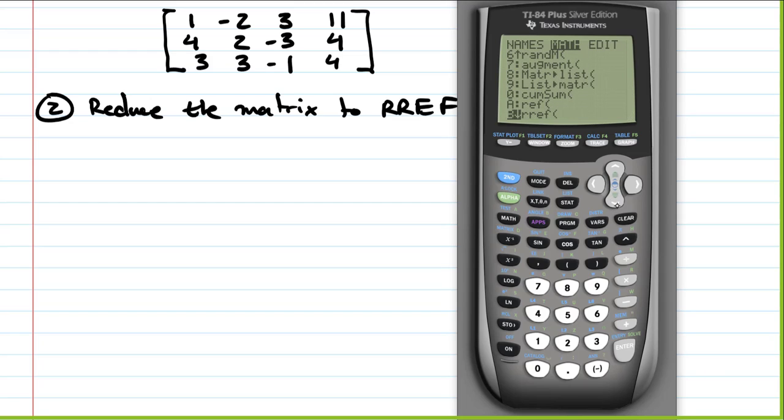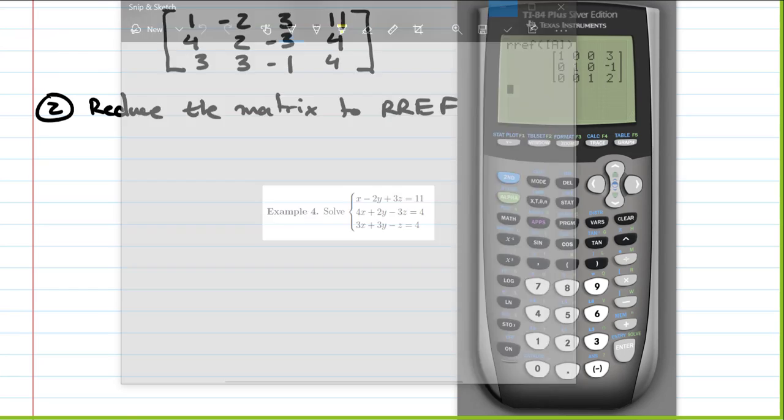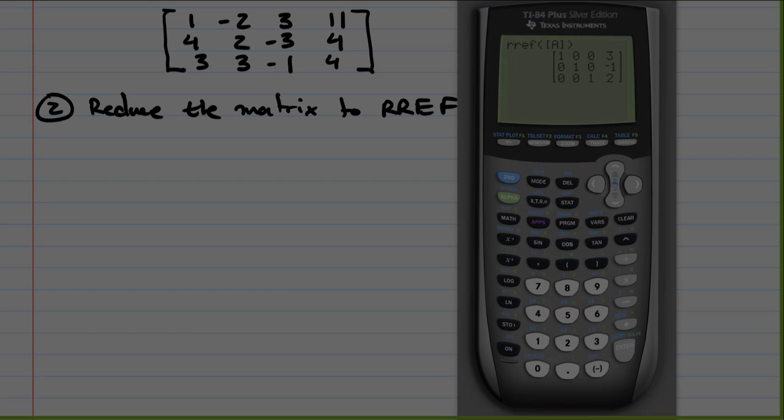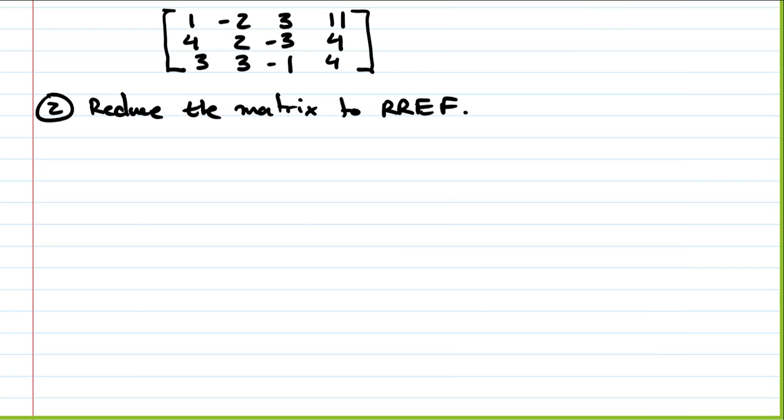And we got to be a little careful because we have a false friend. We have REF. We don't want the single REF. We don't want row echelon form. We want reduced row echelon form. So we got to go all the way down to RREF. And then we go second matrix again, select our matrix A, and press enter. After we do that, our calculator converts our matrix to row echelon or reduced row echelon form.